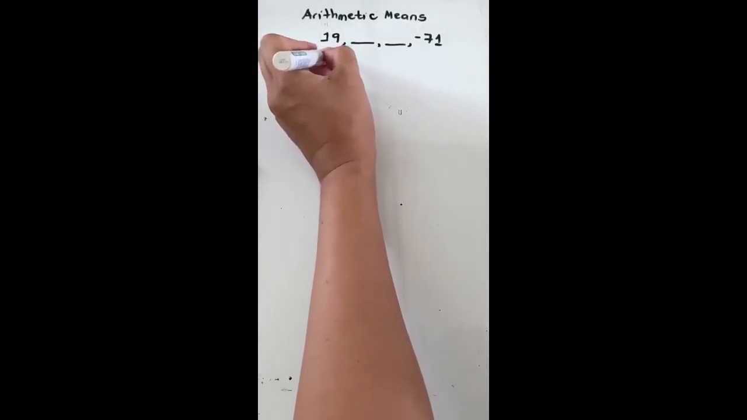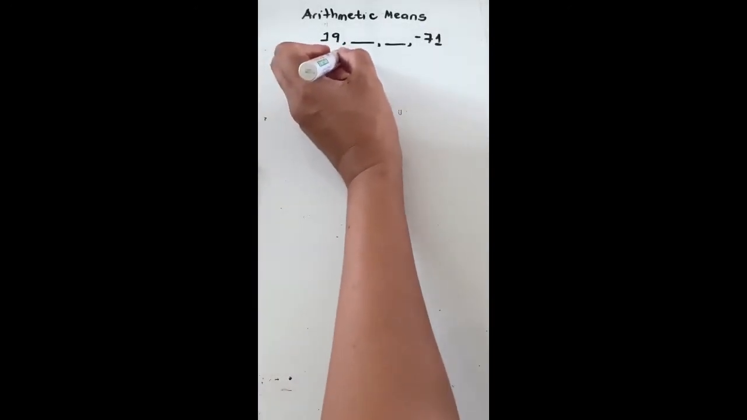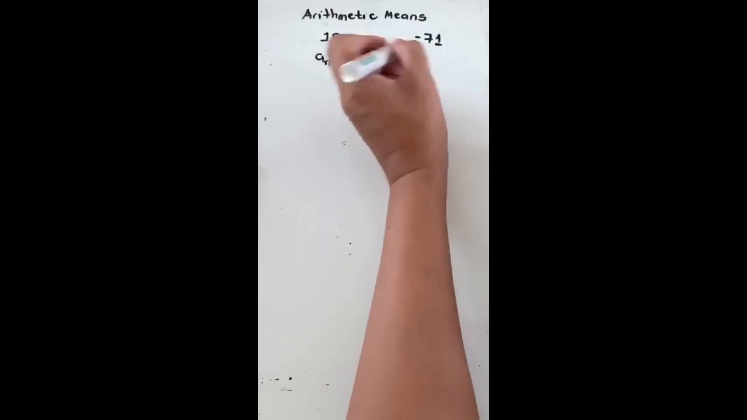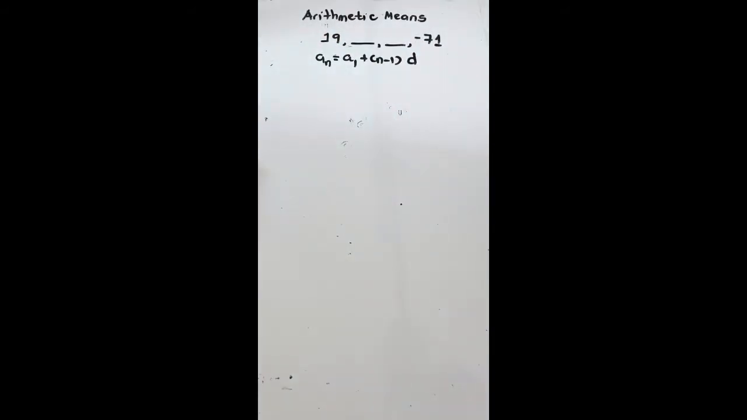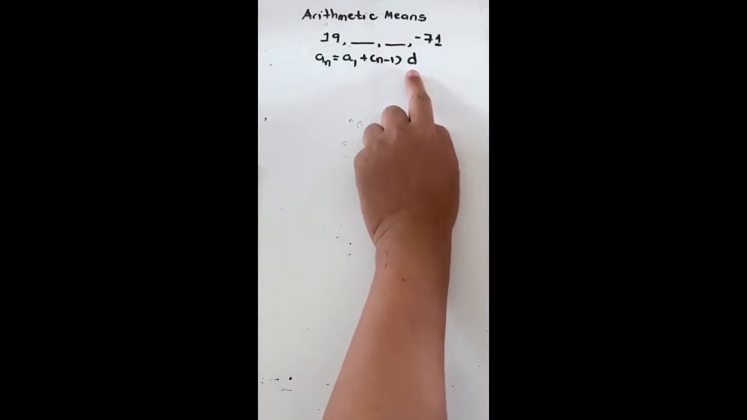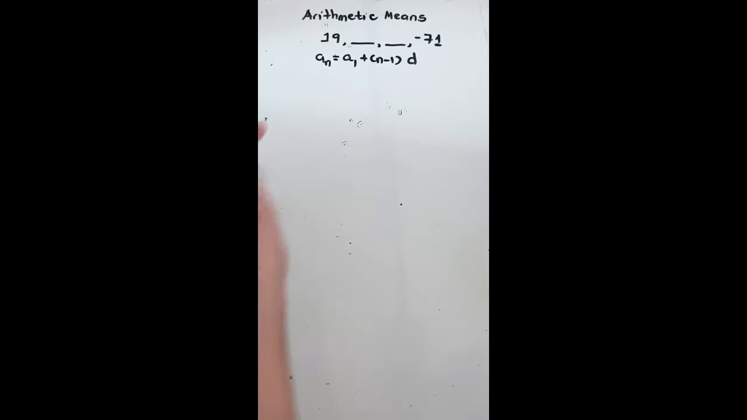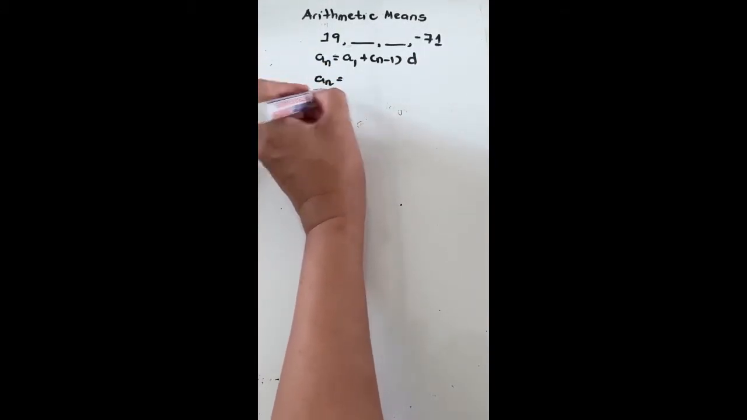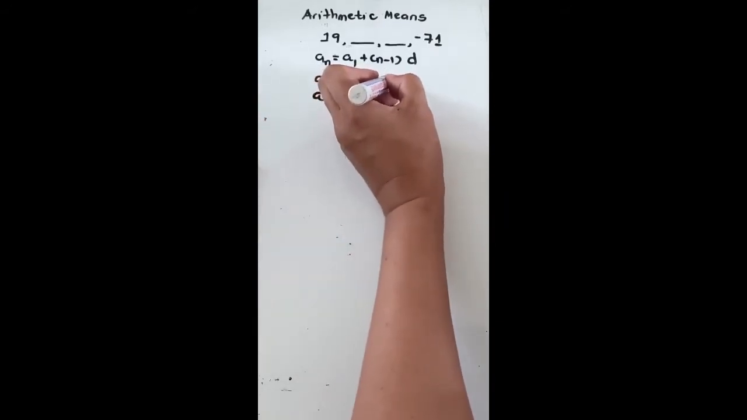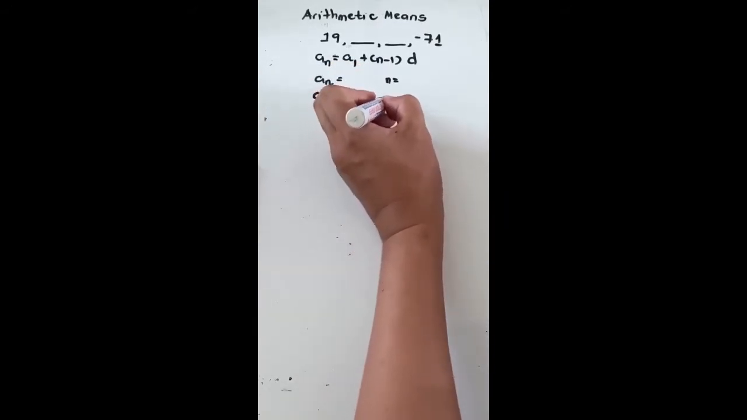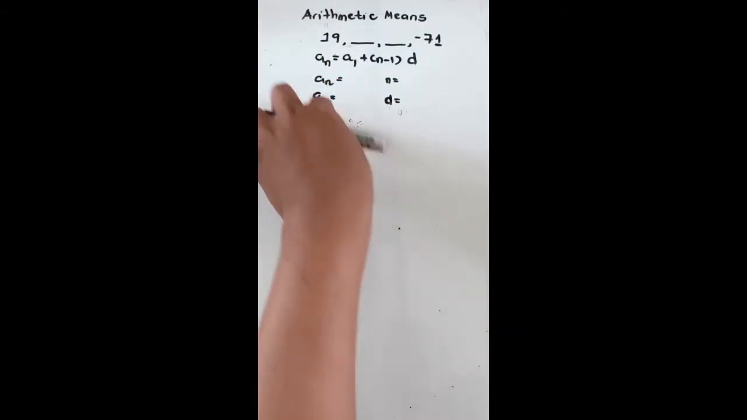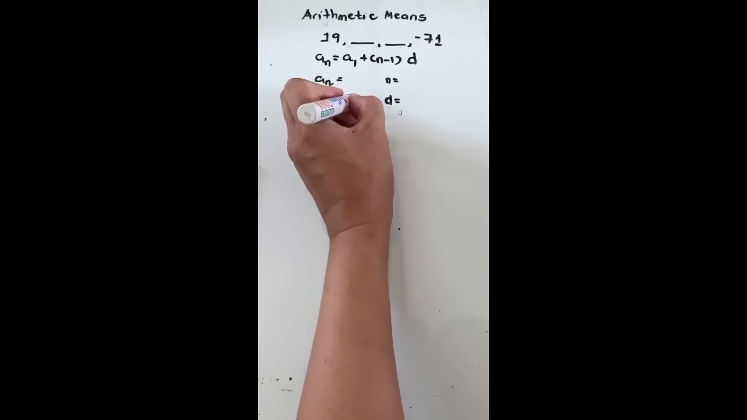a sub n is equal to a sub 1 plus quantity n minus 1 d. But again, in arithmetic means, our target is to find the common difference. Okay? So we need to find the necessary information to solve the problem. So, first, what is our first term? Siyempre, ang first term natin ay 19.